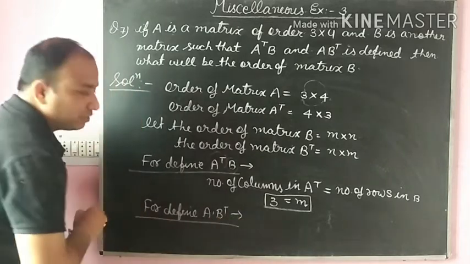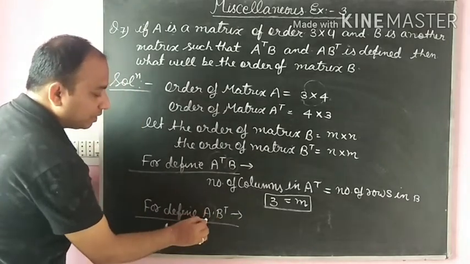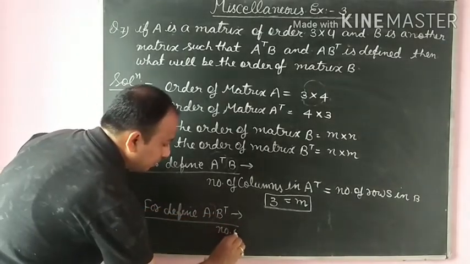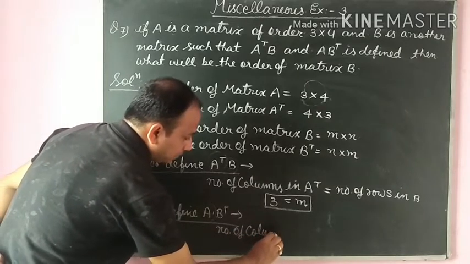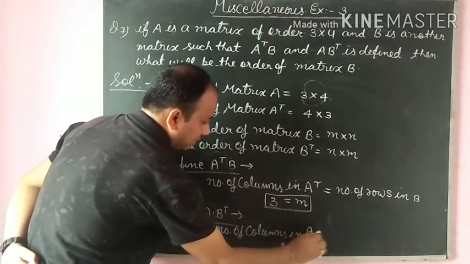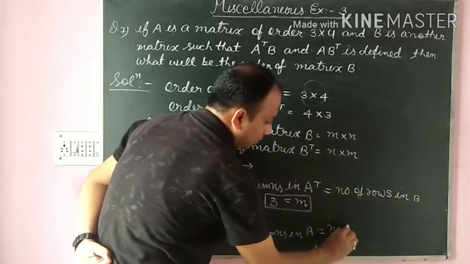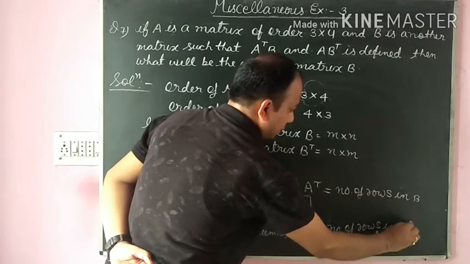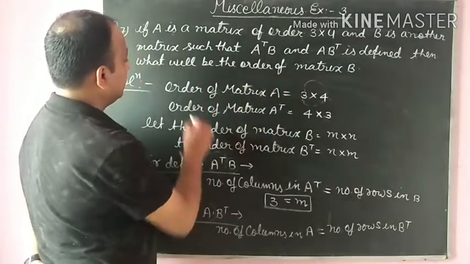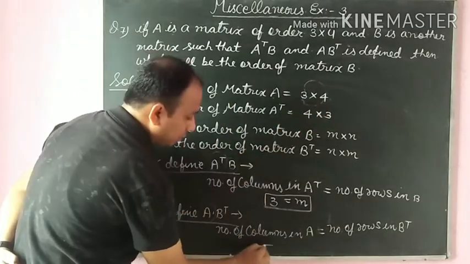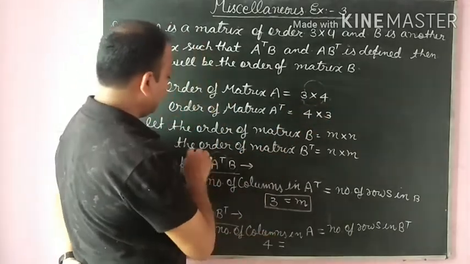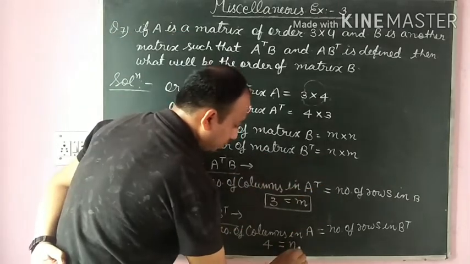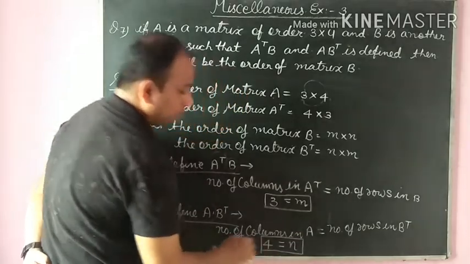Then what is the rule of multiplication? The number of columns of matrix A equals the number of rows in matrix BT. The number of columns in matrix A is 4, and the number of rows in BT is n. So the value of n equals 4.